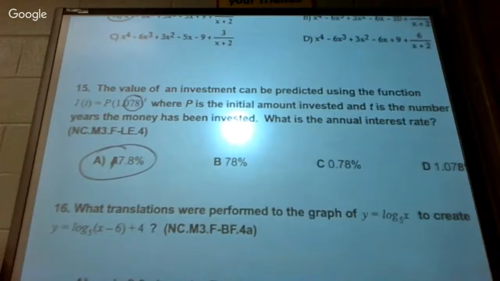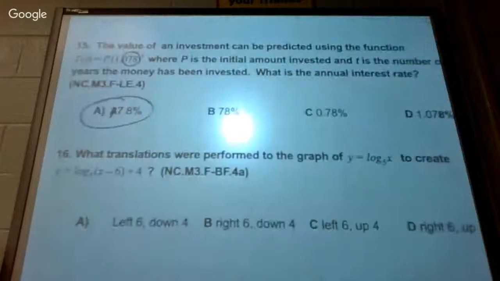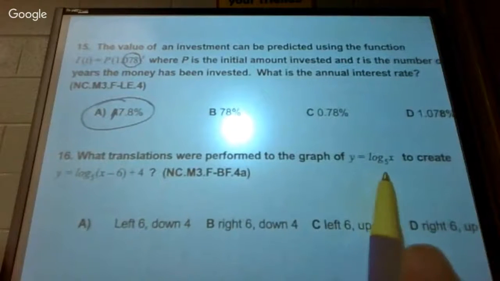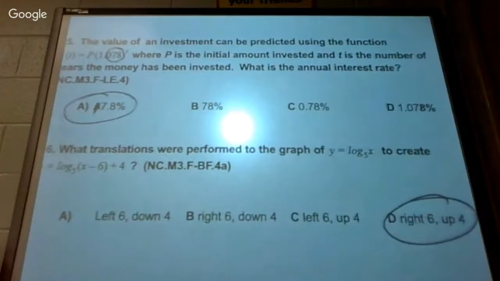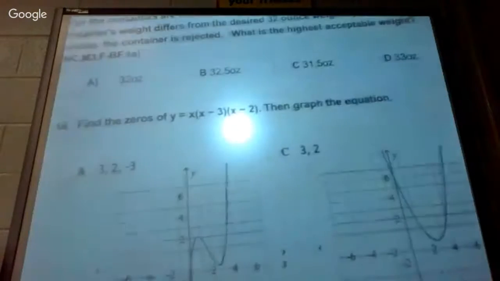Very simple. Number 16, the transformation will perform with the log of 5 to create this. So this thing moved right 6, up 4. D. Right 6, up 4. 16. 17.